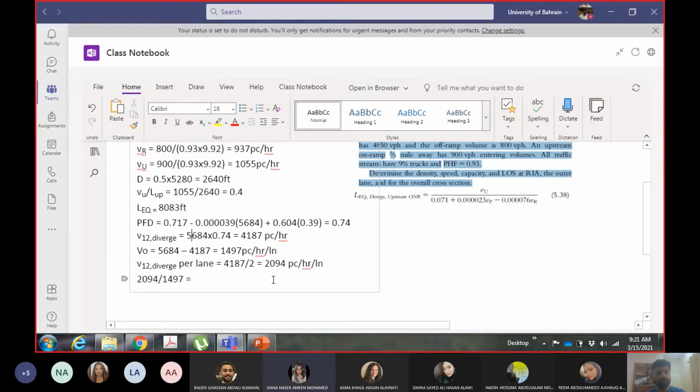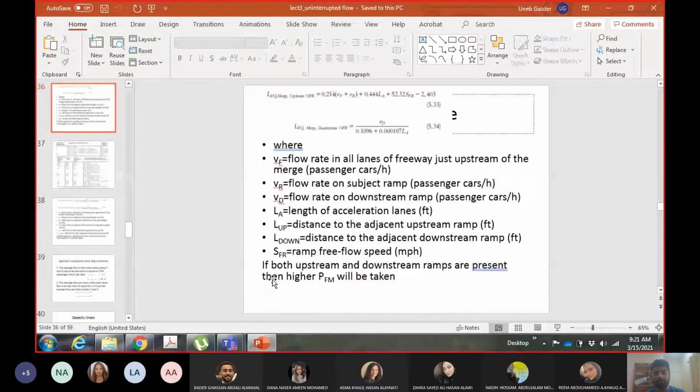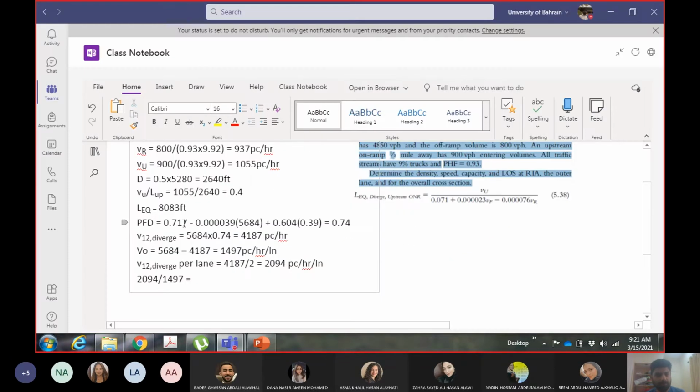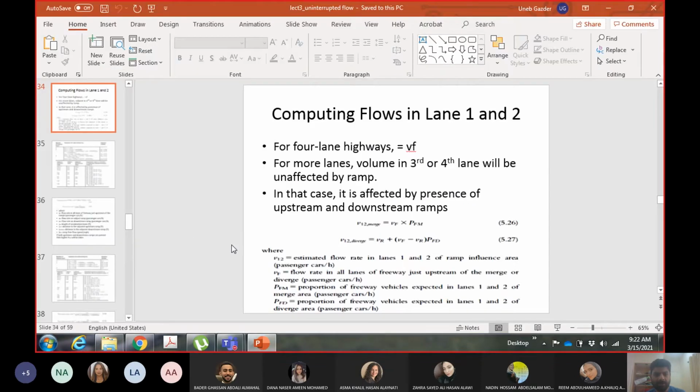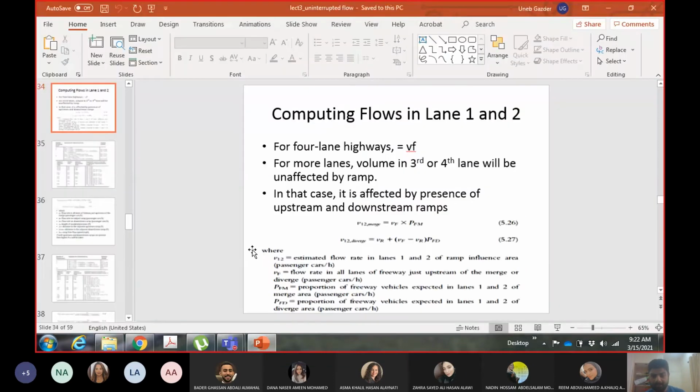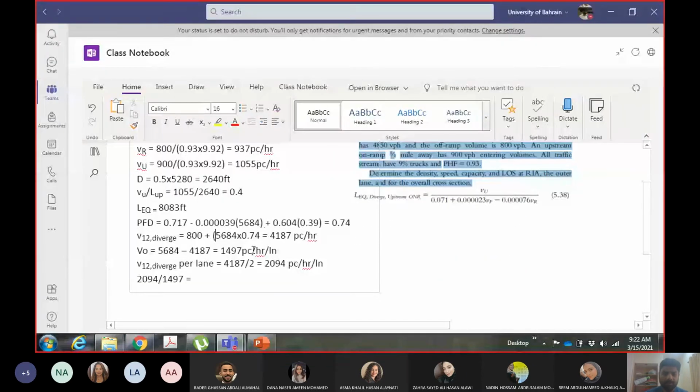No, sorry. I made a mistake. This is the equation for diverge. I used the wrong equation. I use this equation, so this one should not be from this value. So we have 800 for the ramp. So 800 plus this minus 800.